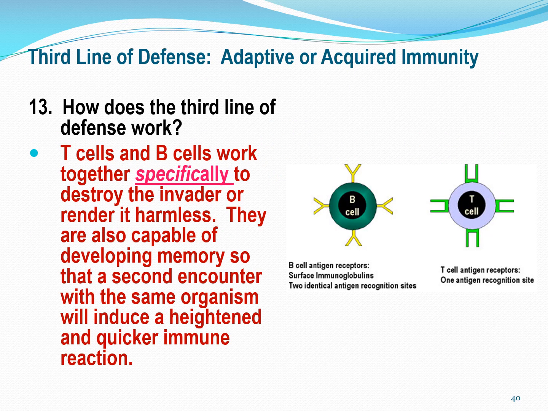So let's talk about how the third line of defense works. T cells and B cells work together specifically to destroy the invader or render it harmless. They're also capable of developing memory so that a second encounter with the same organism will induce a heightened and quicker immune reaction.